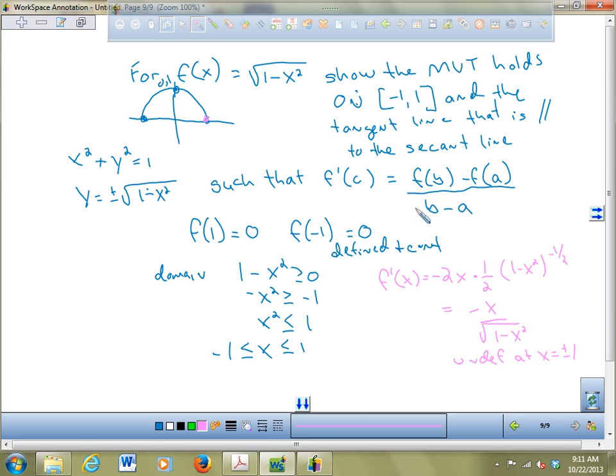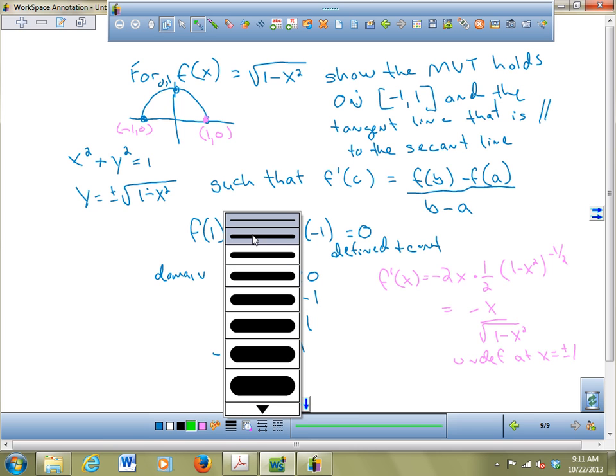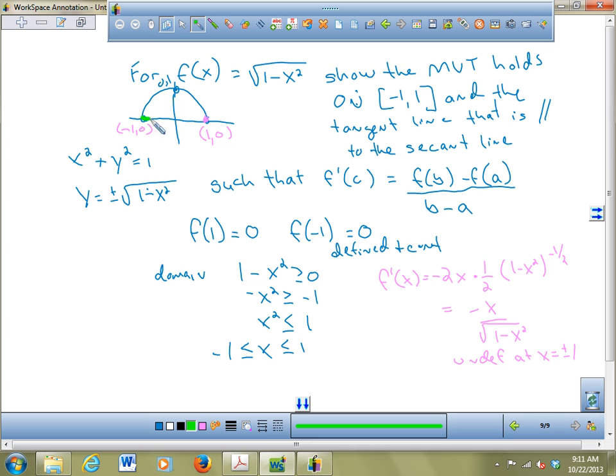So anyway, now I got to find out where f prime of c is equal to f of b minus f of a over b minus a. So this is the point you could just see from looking at the graph, or if you plugged into this equation, this is the point 1, 0. And this is the point what over here? Negative 1, 0. Okay? So here is my secant line. Let's do it in a different color. Green. Let's make it kind of thick. Here is my secant line.